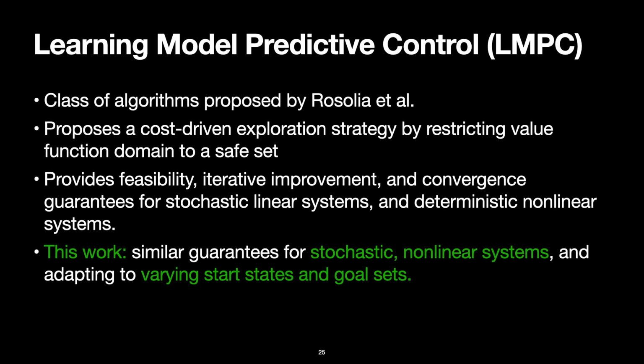As discussed earlier, the core mechanism of LMPC strategies is restricting the domain of the cost-to-go function to a set of safe states and constraining terminal states of the MPC planner to fall robustly in this safe set. We will generalize the guarantees of prior work for this class of algorithms to stochastic nonlinear systems with variable start and goal states.